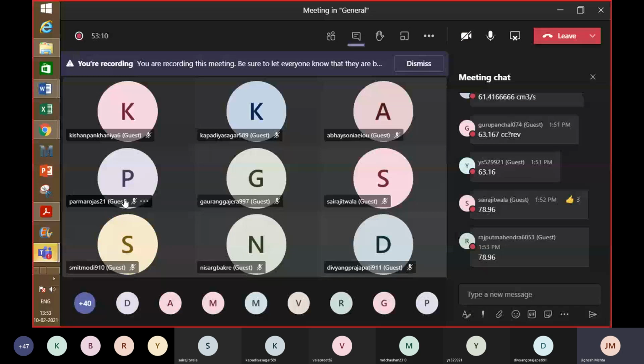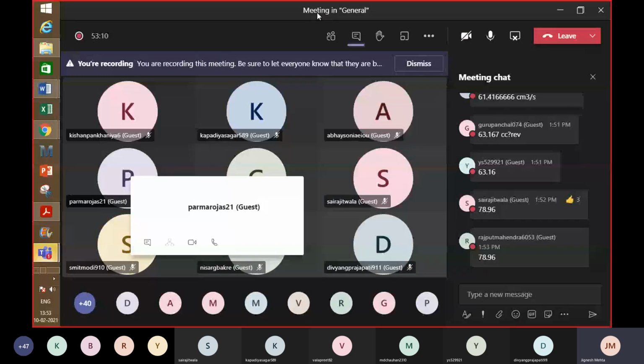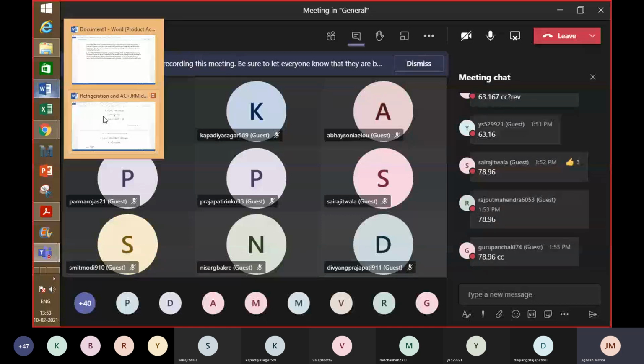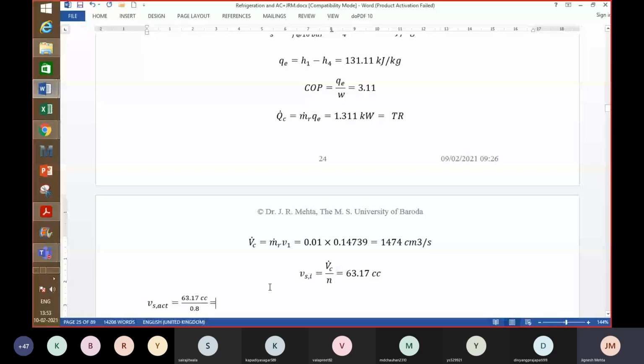So this gives you some idea about the size of the compressor. Though it's a small system, the domestic refrigerator is also a small system. So you can appreciate the size of the compressor that you need to have. This is also a typical speed of the compressor, so this kind of data could be useful for design of the compressor. So 78.96 seems to be an answer in agreement with most of the people, right? So you can write that number here.